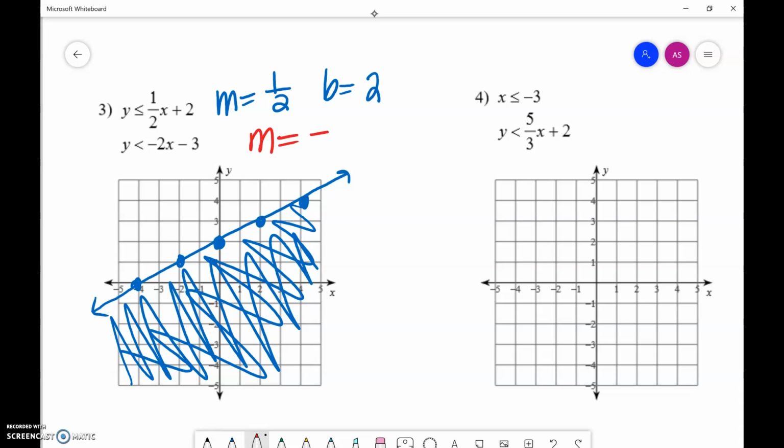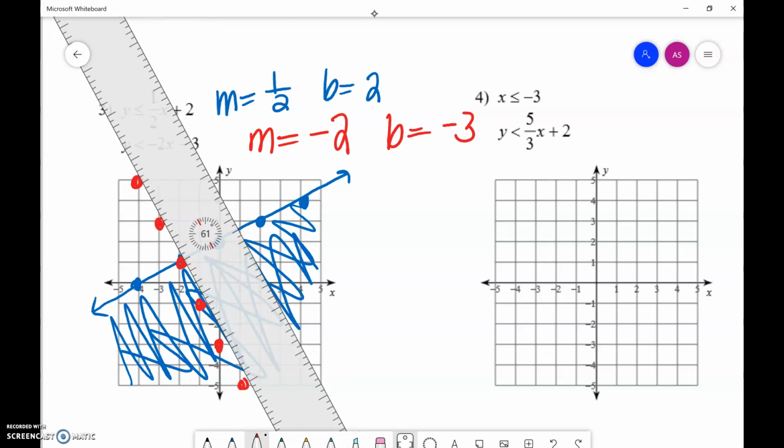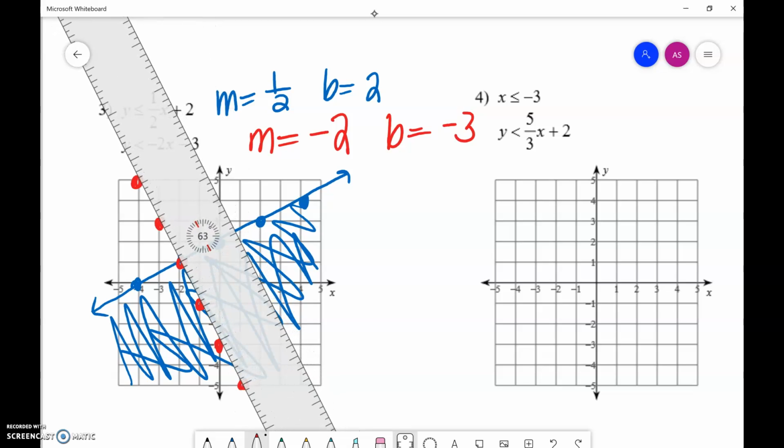My second graph, my slope is -2. My y-intercept is -3. So I'm going to start at -3 and go down 2 over 1 each time. Okay. Then I have a dotted line this time because we do not have that equal to. So I'm going to draw a dotted line.